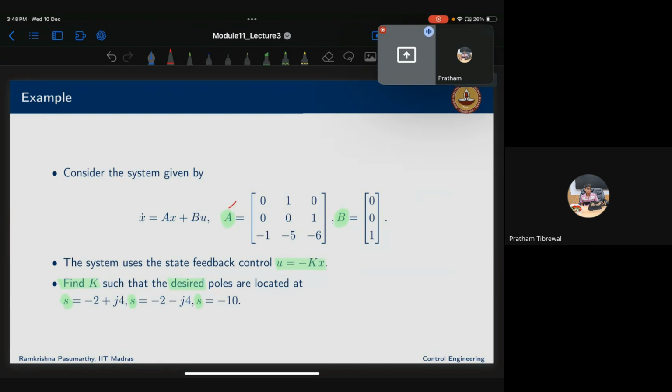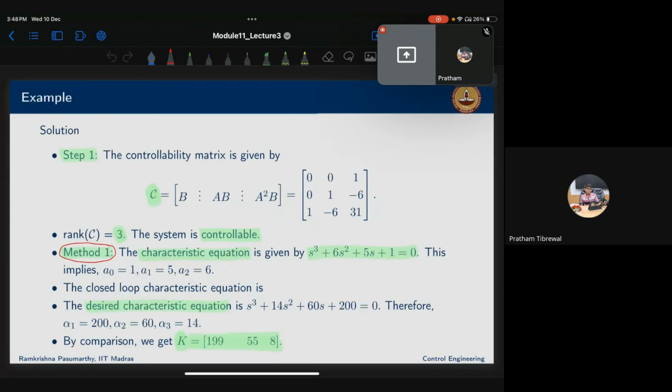A matrix is given, B matrix is given. So this is the control law we wanted to use. The desired poles are at -2 plus or minus j4, and s equal to -10. These are the desired polynomials. Now you find the controllability matrix, which we got as this one. The rank is 3, so the system is controllable.